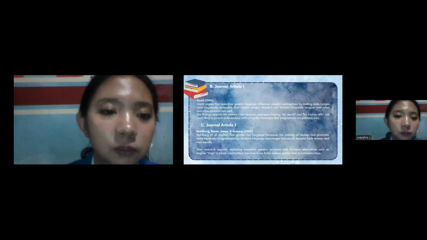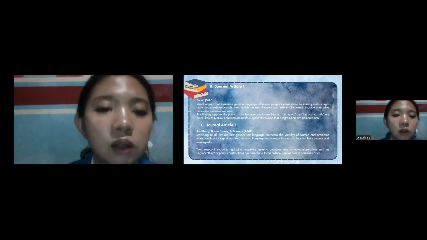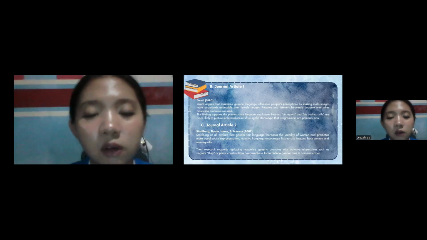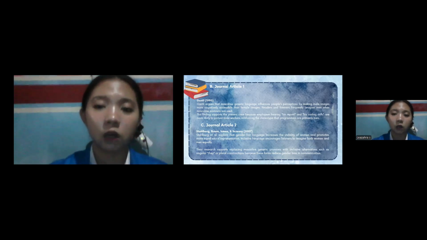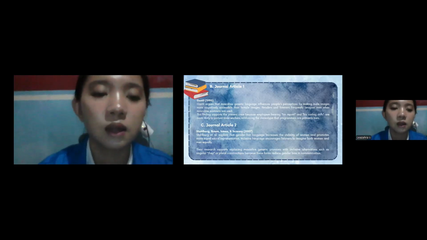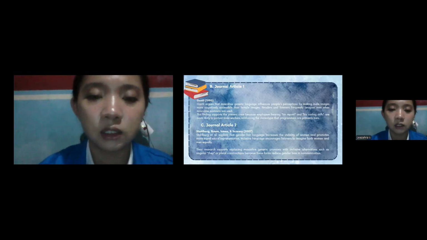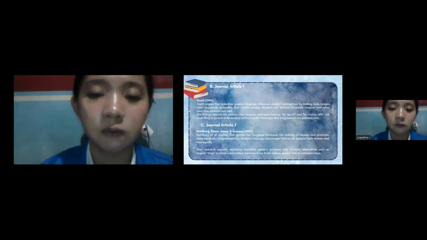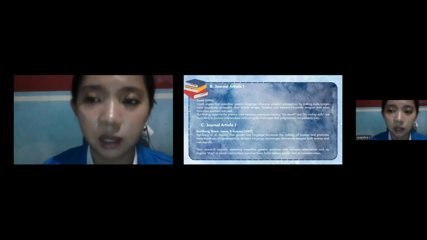Journal Article 2. Stahlberg, Braun, Irmen, and Sczesny. Stahlberg explained that gender-fair language increases the visibility of women and promotes more equal social representation. Their research supports replacing masculine generic pronouns with inclusive alternatives such as singular they and plural constructions because these forms reduce gender bias in communication.